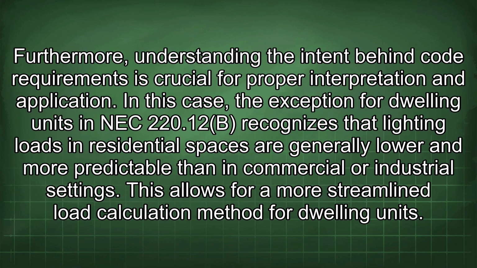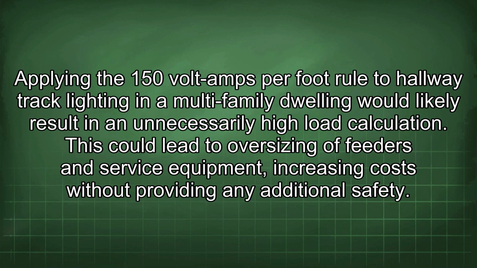Furthermore, understanding the intent behind code requirements is crucial for proper interpretation and application. In this case, the exception for dwelling units in NEC 220.12b recognizes that lighting loads in residential spaces are generally lower and more predictable than in commercial or industrial settings. This allows for a more streamlined load calculation method for dwelling units. Applying the 150 volt amps per foot rule to hallway track lighting in a multi-family dwelling would likely result in an unnecessarily high load calculation.